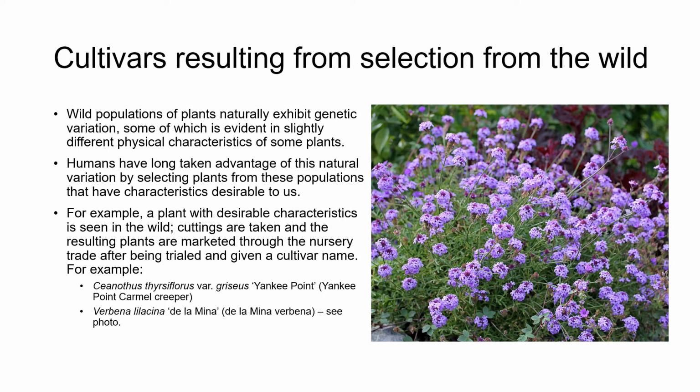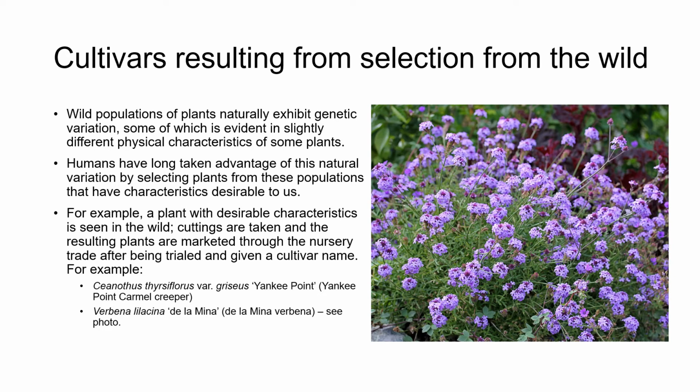He called the cultivar Yankee Point, as that was the area that he collected it from. The full cultivar name of this plant is Ceanothus thyrsiflorus variety griseus, 'Yankee Point'. And the common name for the plant is Yankee Point Carmel creeper.